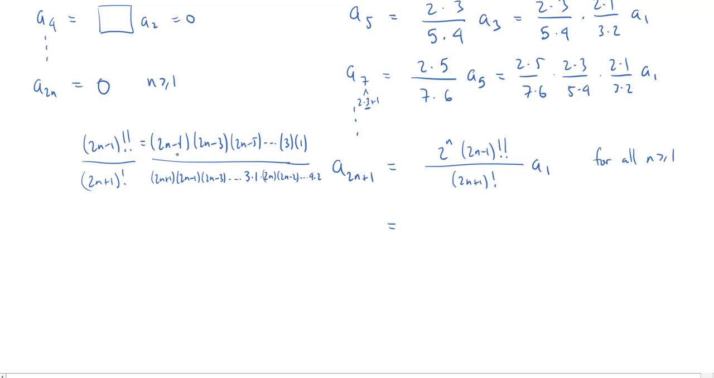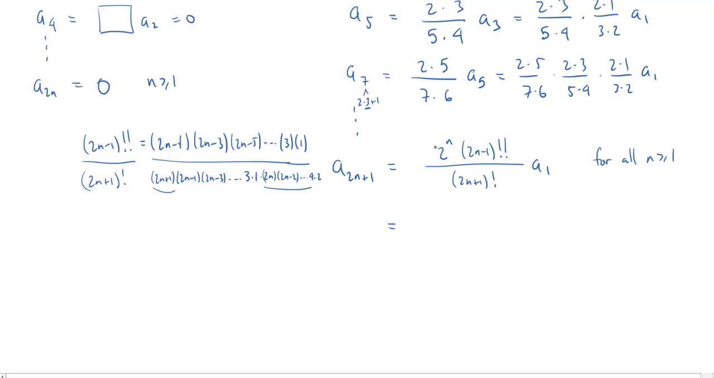And so what I notice is I get a whole bunch of cancellation. All these odd terms cancel except for this 2n plus 1. And then the evens, those also stick around. So if I do that cancellation, let's see what's going to be left over.